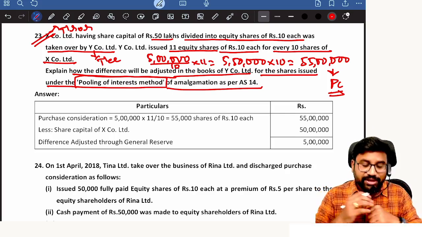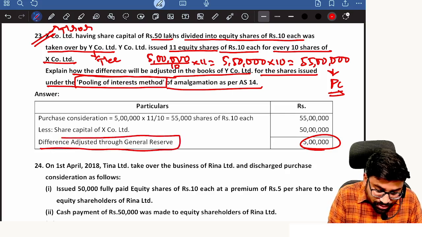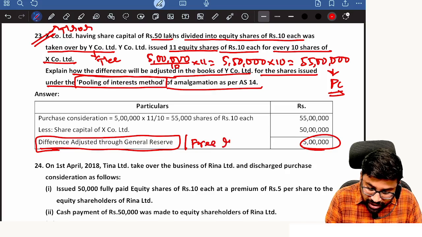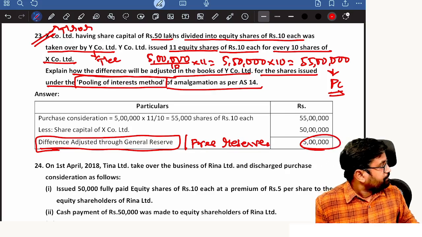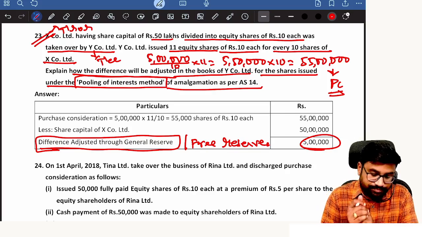So that is the treatment. Therefore here this excess of 5 lakhs will be adjusted through general reserve. That means free reserves. You write down here free reserves. So these are the small questions they may ask.